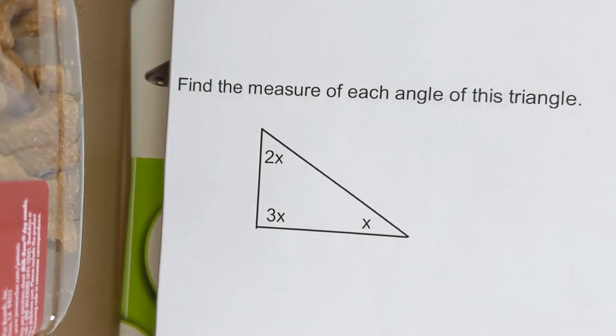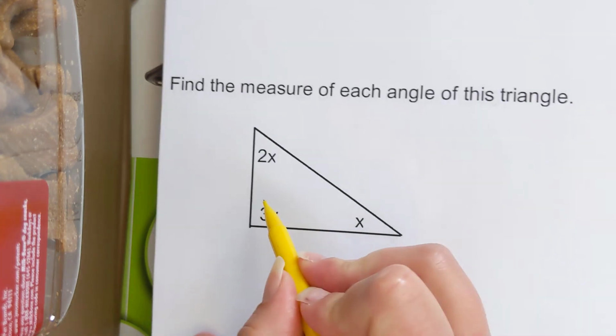This example says, find the measure of each angle of this triangle. So I have a triangle here. This angle measures 2x degrees. This one is 3x degrees. And this one is x degrees. What I know about triangles is that all of the angles add up to 180 degrees. So I'm going to add all of those angles and get 180 degrees.